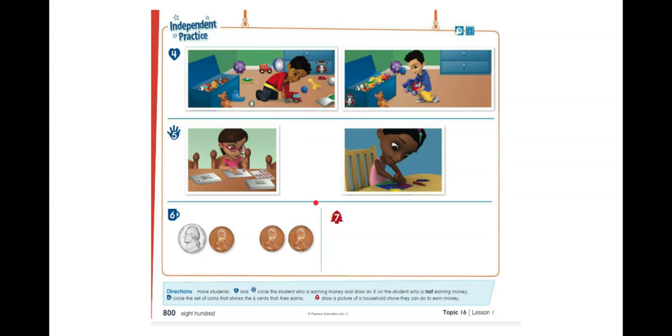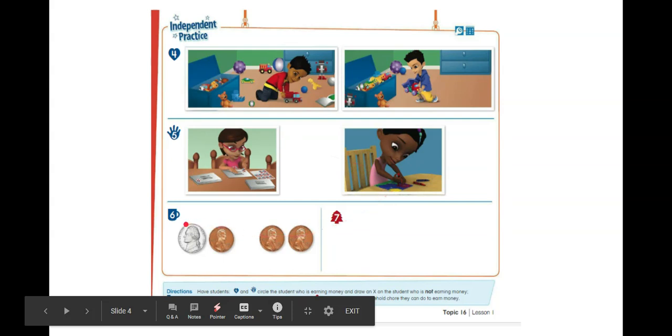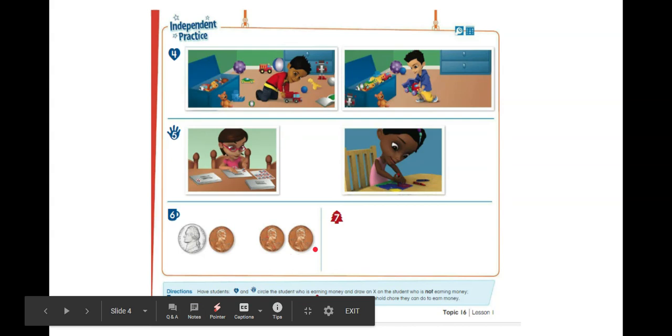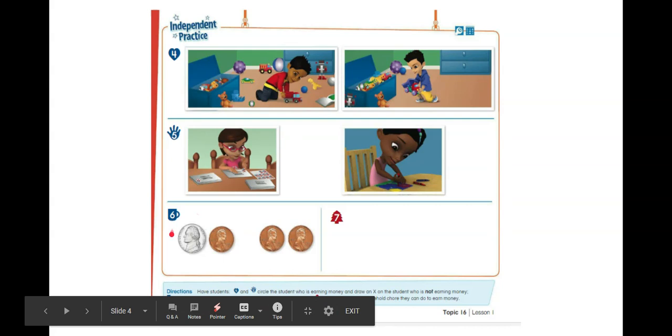For number 6, it says circle the set of coins that shows 6 cents that Alex earns. So here's a group of coins on this side, and here's a group of coins on this side. We're looking for the group of coins that makes 6 cents. Remember, the nickel is 5 cents. The penny is 1. So 5 plus 1 is 6. And this one has 2 cents, which is only 2 cents. So we're going to go ahead and circle this group of coins that equals 6.